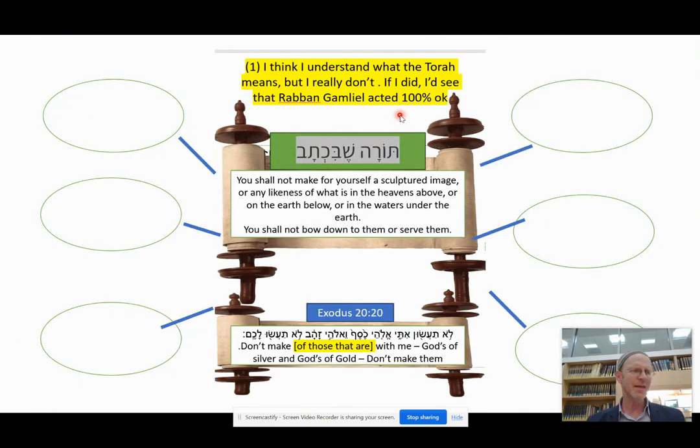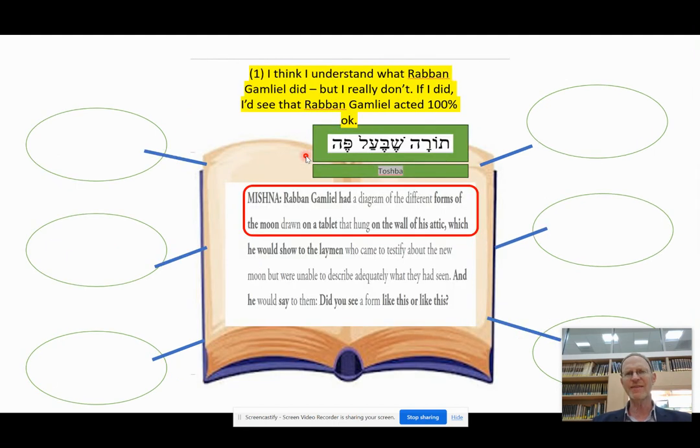So for question number 36, give me one possible move that the Talmud could use to say, I think I understood what the Torah means, but I really don't. If I did, I'd see Rabban Gamliel acted 100% correct. What could be that move? What closer reading of the text could it make to say actually it doesn't mean what it says? That's question number 36, and question number 37 is do the same thing with Rabban Gamliel.